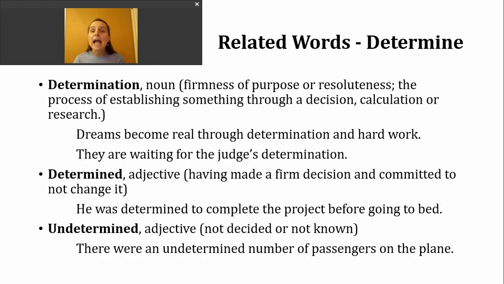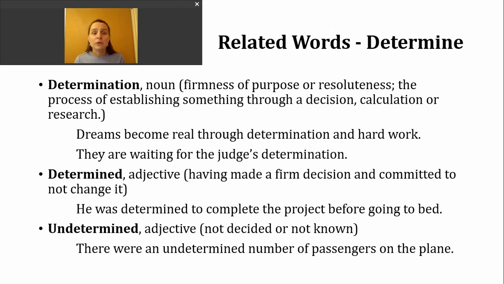Next, let's take a look at some words that are related to our verb determine. The first is the noun form of this verb, determination. And just like the verb, it can have a couple different meanings. One meaning is firmness of purpose or resoluteness. Another adjective to describe this might be resolved. So let's look at an example sentence and I'll describe a bit more what this means.